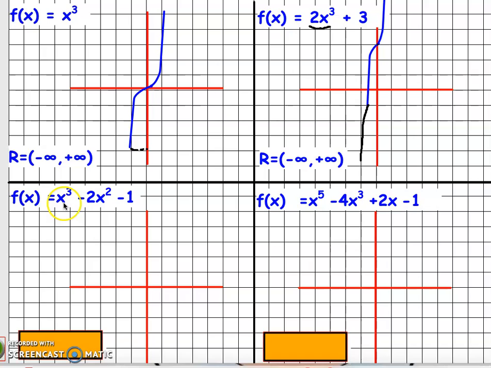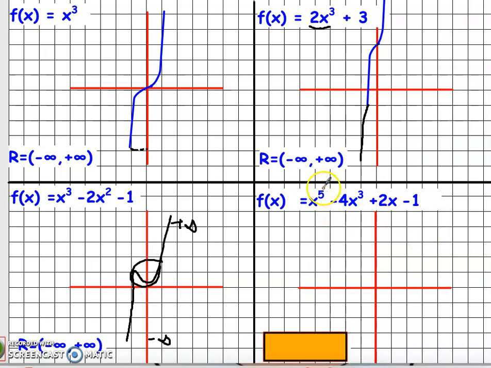F of x equal to x cubed minus 2x squared minus 1, so it's a polynomial, then it will have the general shape, but because here we have minus 2x squared, then it will make a shape here, but we don't care about this area, because all we need to know is the lowest point and the highest point. So the lowest point is minus infinity, and the highest point is plus infinity, so the range is minus infinity to plus infinity. And finally, f of x equal to this function.